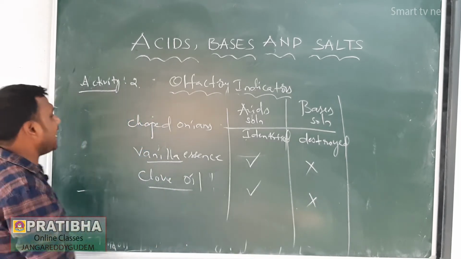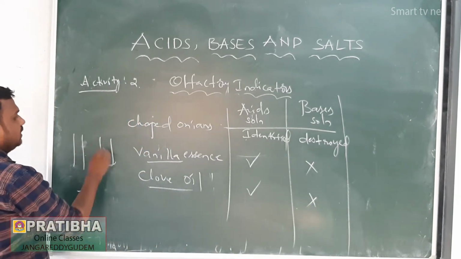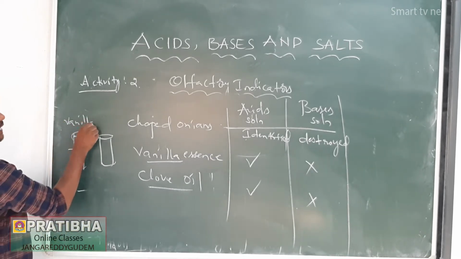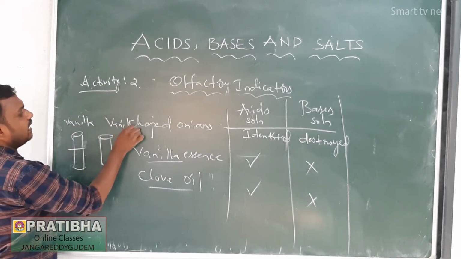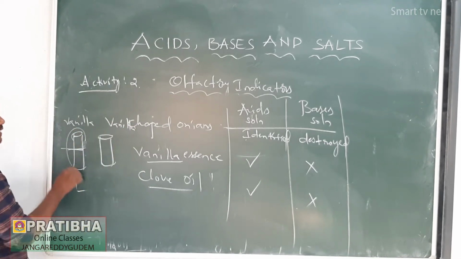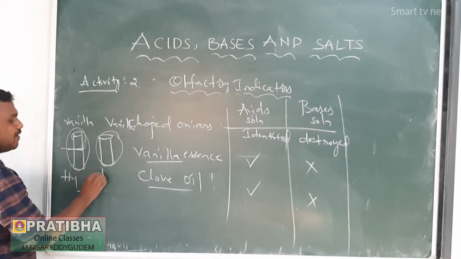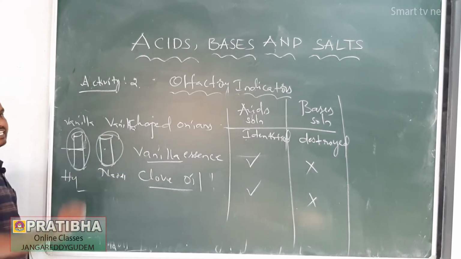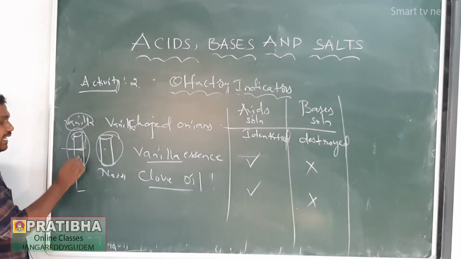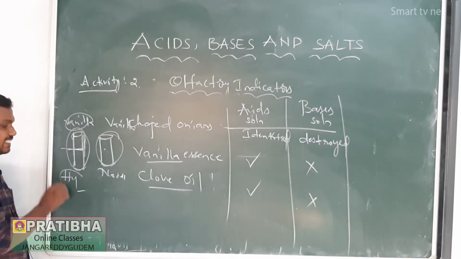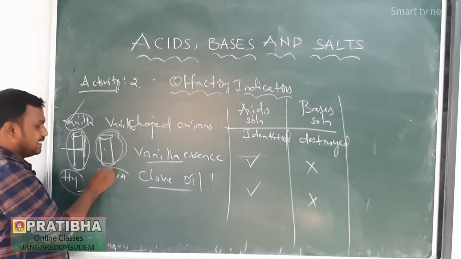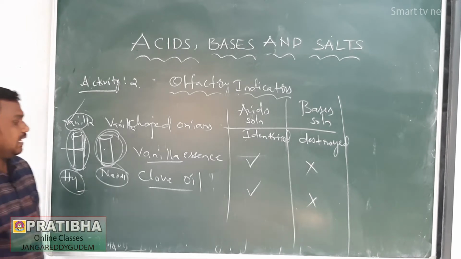Means we can take 2 test tubes. In one test tube, we can add vanilla essence, and in the other test tube also vanilla essence. And we can take HCl solution in the first test tube and NaOH solution in the second test tube. After that, we can observe the smell of the vanilla essence in HCl solution is identified, and in NaOH solution is destroyed.